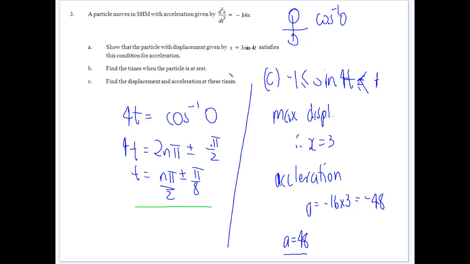We know when it's at rest, we're going to get the maximum displacement. Sine of 4t is between minus 1 and 1. So that's going to give us 3 lots of 1. So the maximum displacement is going to be 3.